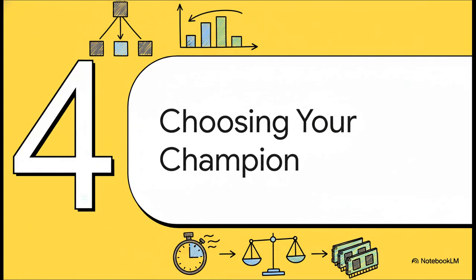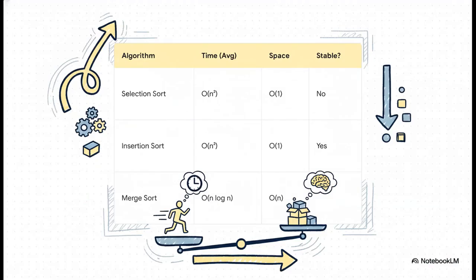All right, we've met our 3 contenders: the methodical scanner, the adaptive organizer, and the master planner. Now, it's time for the main event. We're going to put them head to head and figure out how to choose the right champion for the job. So, the crucial trade-offs, they're all right here on this table. We've got time complexity, that's basically speed. We've got space complexity, that's memory. And we have this really important concept called stability. A stable sort just means that if 2 items are equal, their original order is kept after sorting. As you can see, selection and insertion sort are slower on average, but they use no extra memory. Merge sort is way faster, but at the cost of using up more space.